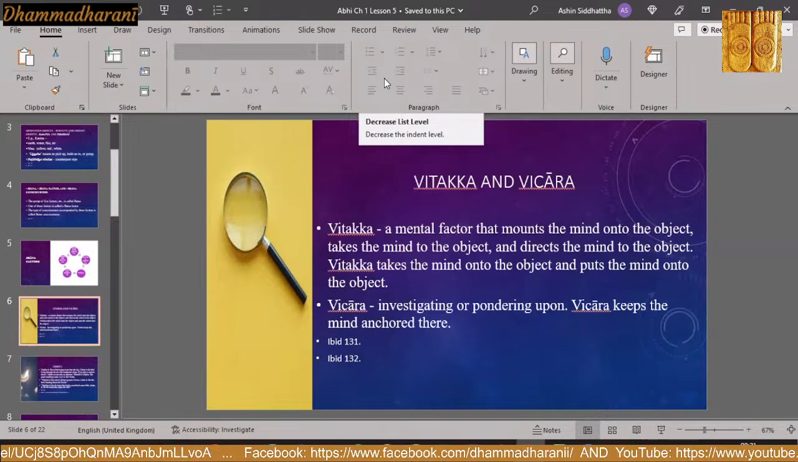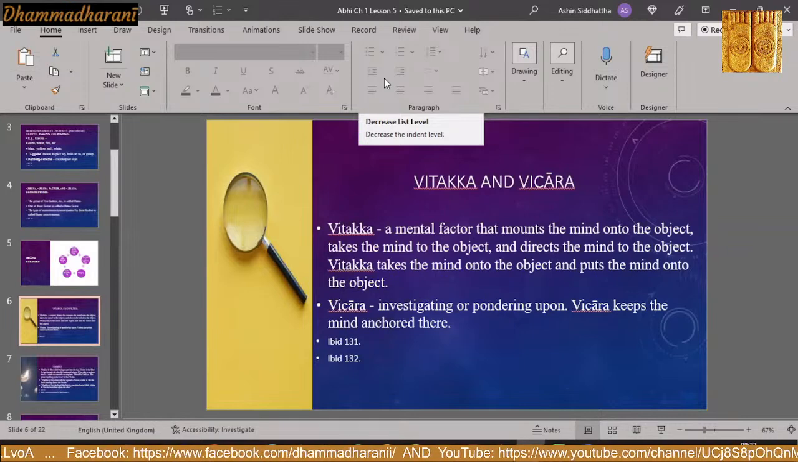We will explain with similes. With the similes, you can understand clearly. Another meaning, vitakka takes mind onto the object, like putting the mind onto the object. It directs or puts the mind onto the object. That's the function of the vitakka. What is the function of the vichara? That's like investigating or pondering or examining the object. Sayadaw Silananda mentioned that it's like anchoring the mind. Vichara keeps the mind anchored. That's the function of the vichara.